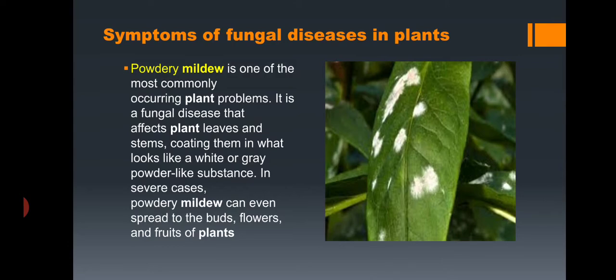It is a fungal disease that affects plant leaves and stems, coating them in what looks like a white or grey powder-like substance. In severe cases powdery mildew can even spread to buds, flowers and fruits of plants. Actually it is nothing but conidia or sometimes small fragments of fungal hyphae. So this is a common symptom for different kinds of fungal infections.